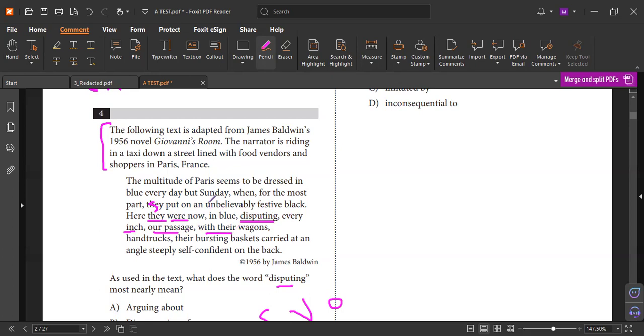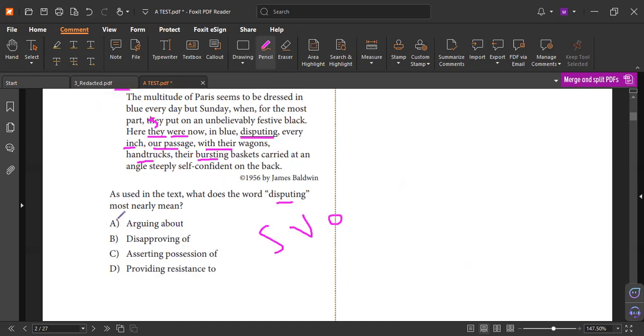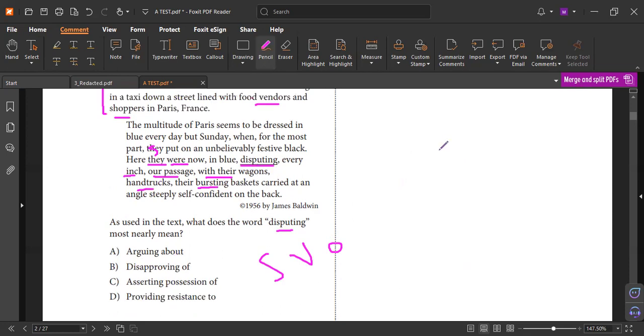So that means the vendors and the shoppers are disputing us. If I am going in the street and the people are disputing my way with their wagons, their trucks and everything, what are they doing? Are they arguing about something? That just means they interrupt my way, distract my way, stop my way, resist my way. So it's not about arguing about ideas. It's not about disagreeing or disapproving or endorsement about something.